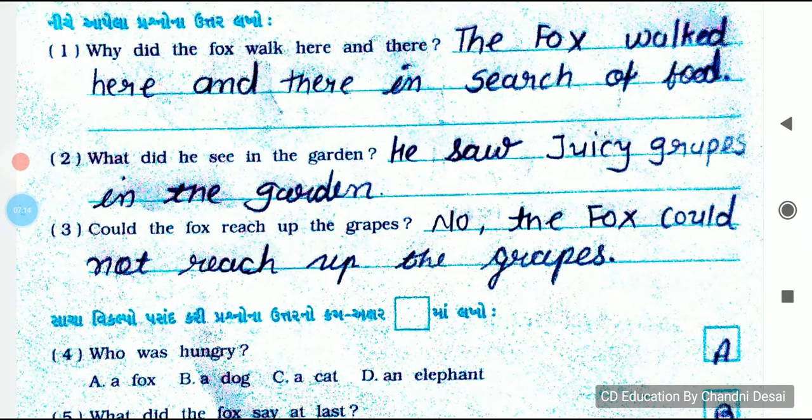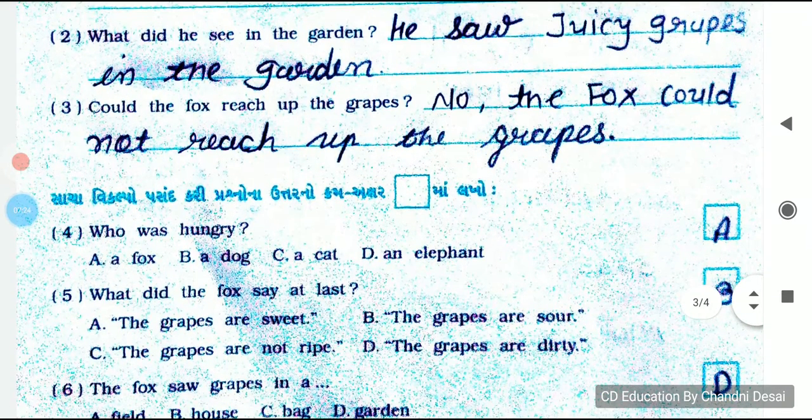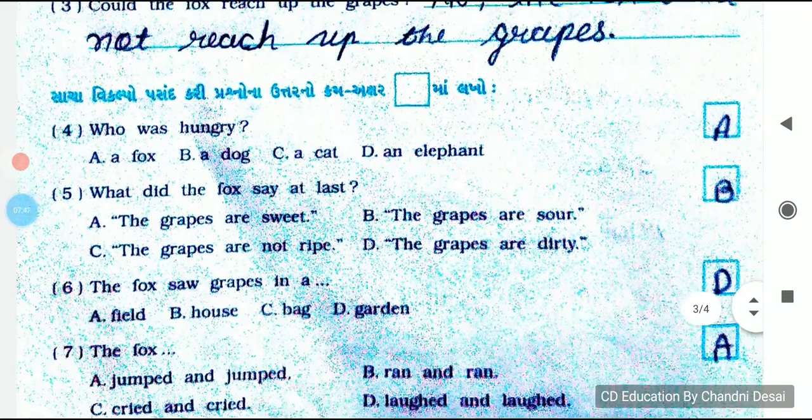Why did the fox walk here and there? Answer, the fox walked here and there in search of food. Second, what did he see in the garden? Answer, he saw juicy grapes in the garden. Third, could the fox reach the grapes? Answer, no, the fox could not reach the grapes.